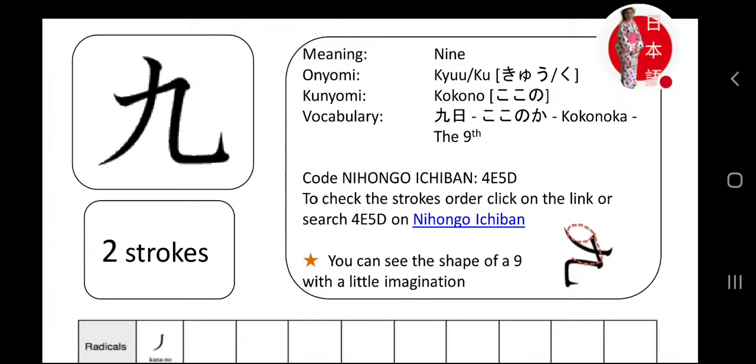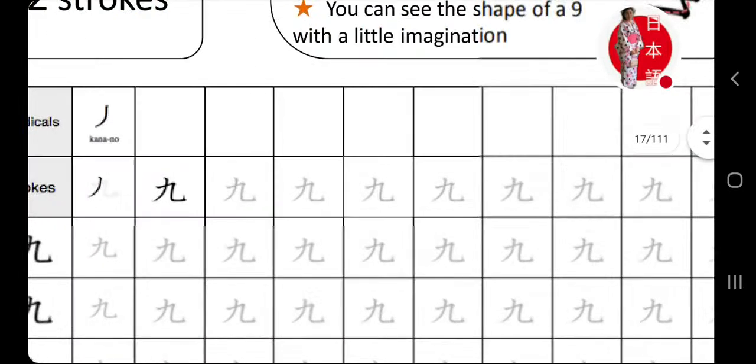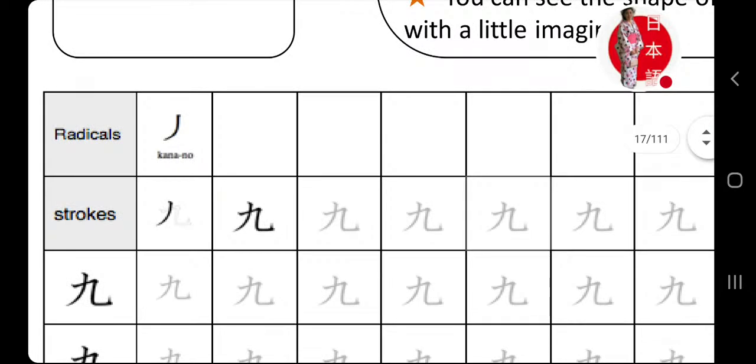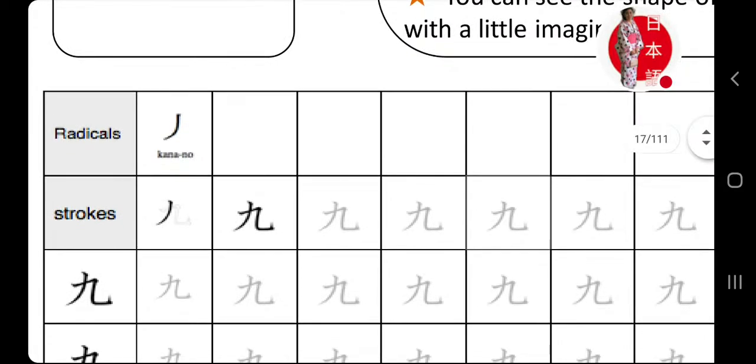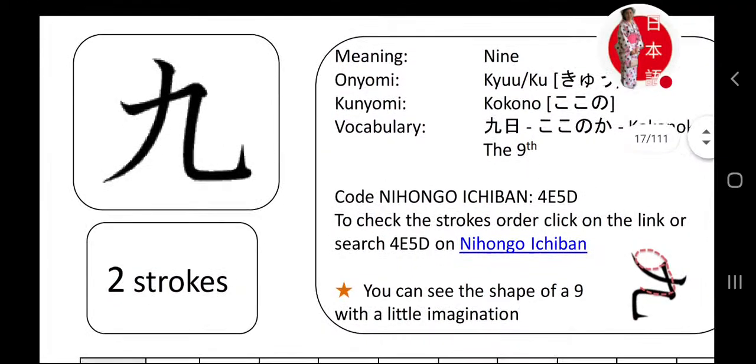Then, kakikata wa kochira desu. Okay, this is how you write this. Only 2 strokes. 1, 2. So you can practice. This is the kyuu or ku.